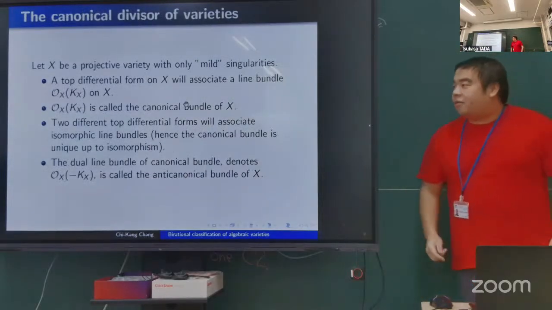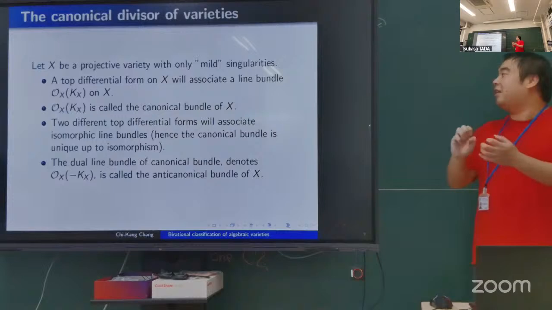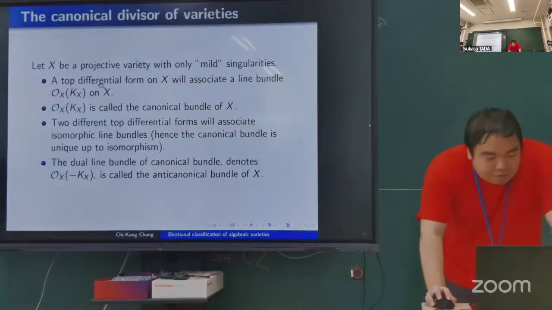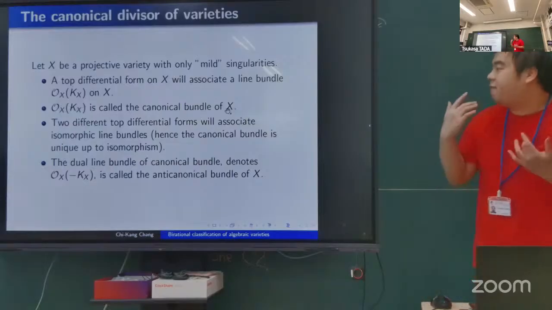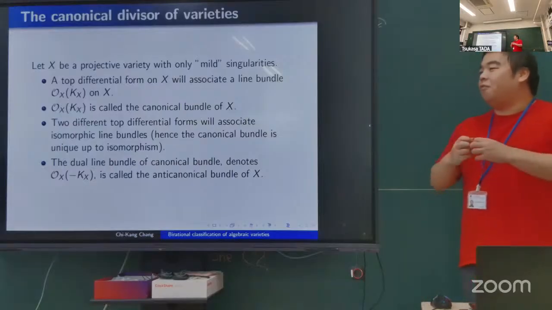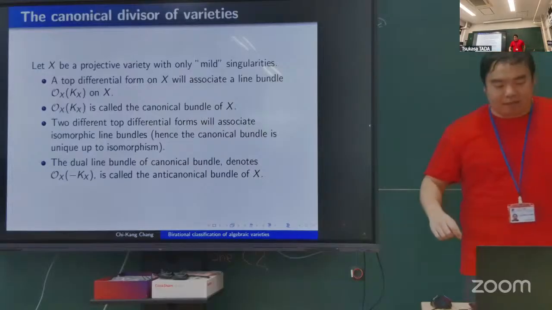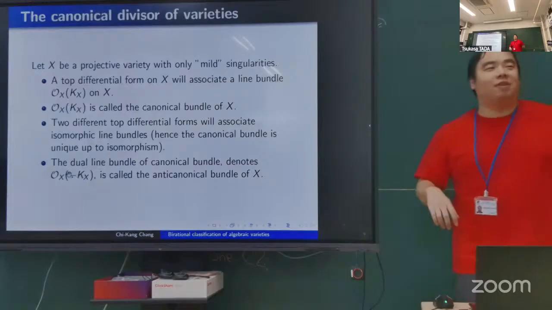Now assume a projective variety with mild singularity. Mild means that it may not be smooth, but the singularity should not be so bad in some sense. In this case, the top differential form on the variety will give a line bundle, denoted O(K_X). It is called the canonical bundle. Two different differential forms will induce isomorphic bundles. So after isomorphism, the canonical bundle is well defined as unique. And we let O(-K_X) be the dual bundle of the canonical bundle.